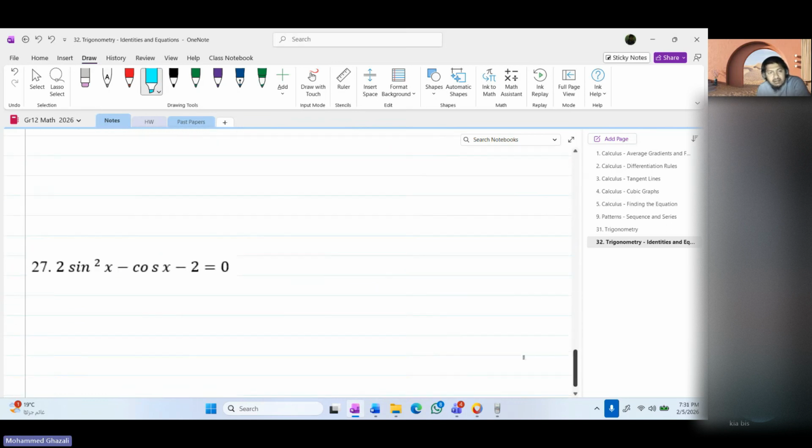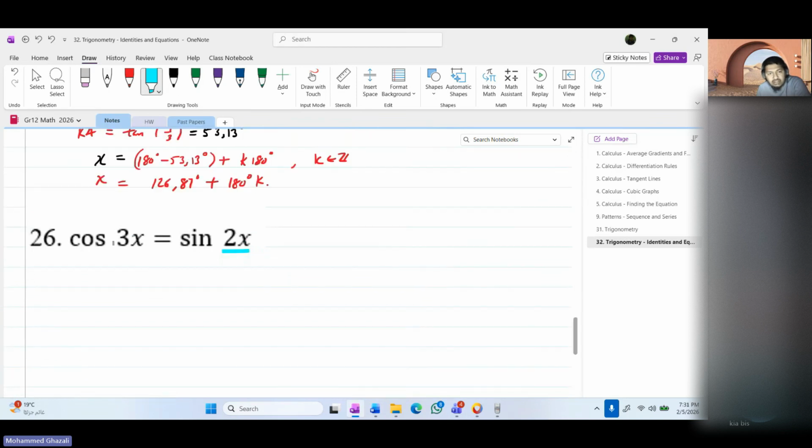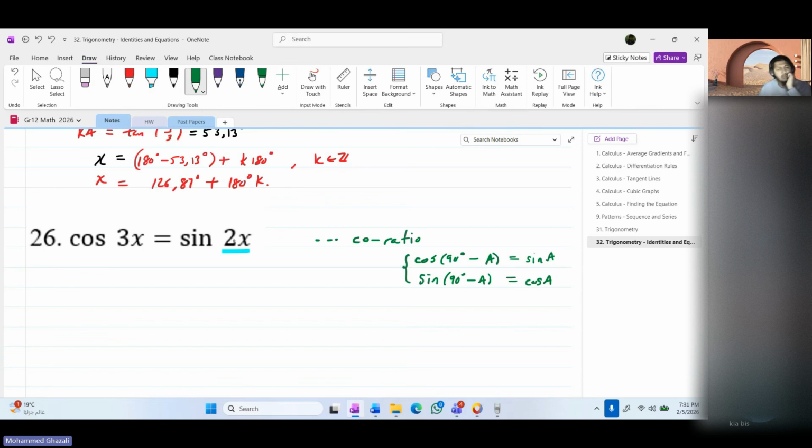Then you can change into tan. I cannot change this equation into tan at all. So what we use is a technique called co-ratio. Now, what is co-ratio? We know that cos of 90 minus the angle is the sine of the angle, and sine of 90 minus the angle is the cos of the angle. So that's what we're going to do. We're going to change the sine into a cos.